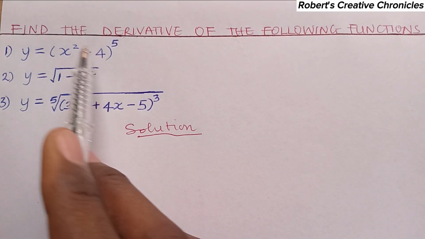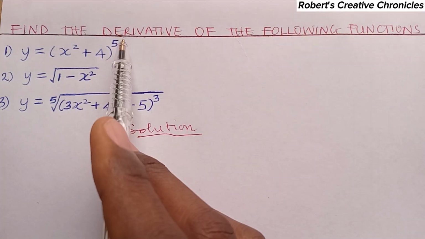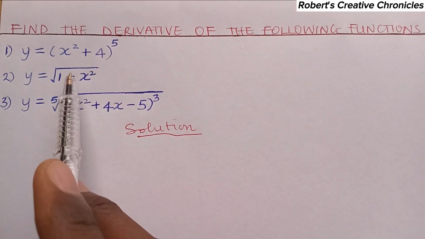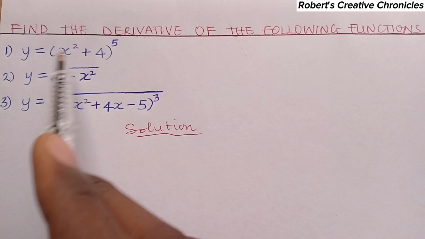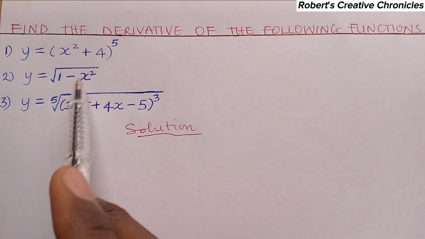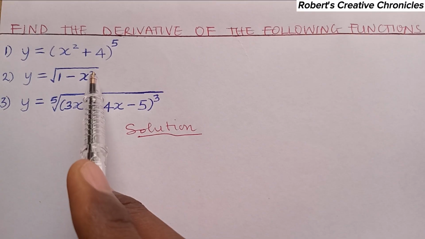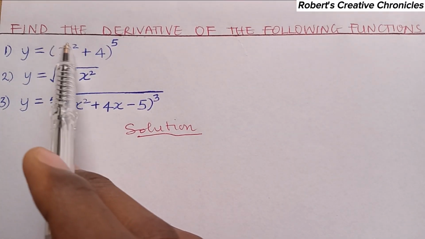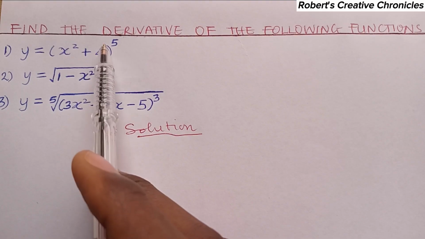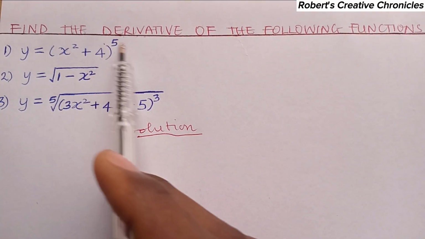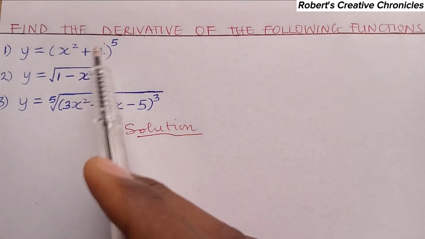This first one, you can see that it is a function of another function, so we have to use that method to find the derivative. This also is a function of another function. In the first one, the first function is x squared plus 4. The second function is the power of 5, which makes it two functions.